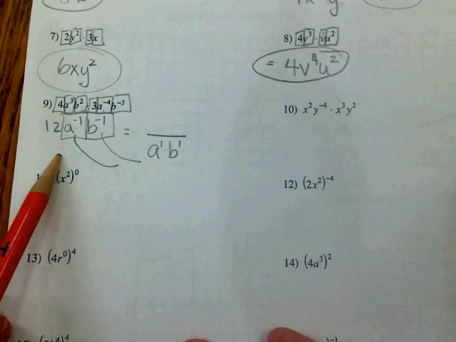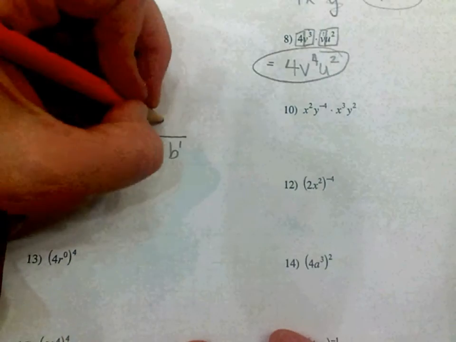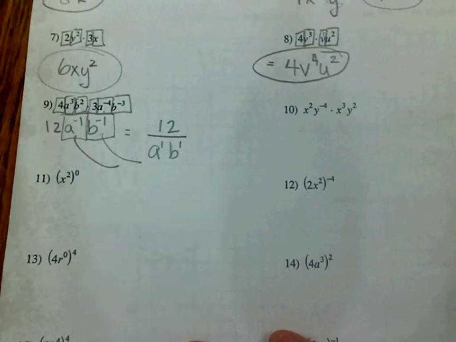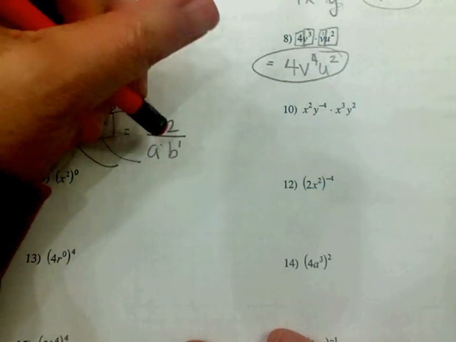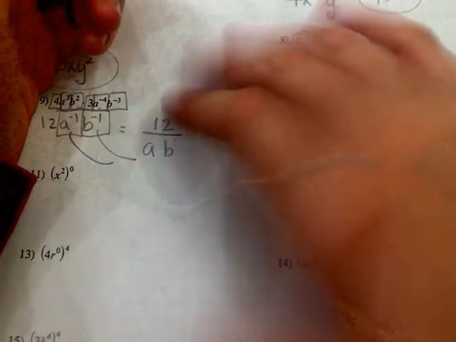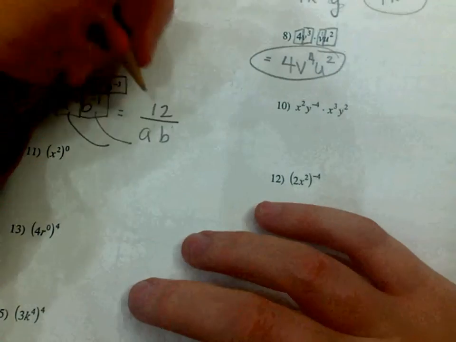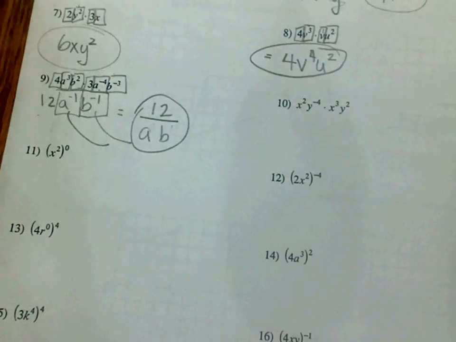The 12 does not have a negative exponent, so he gets to stay here. And that's your answer. Don't have to write those exponents if it's 1. Okay?